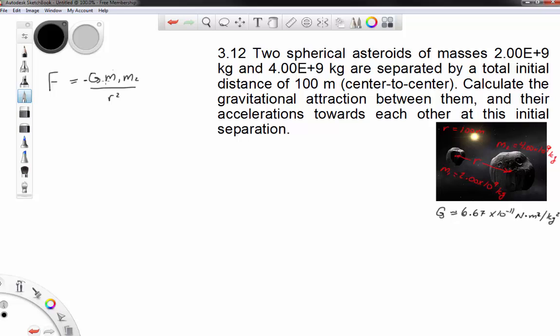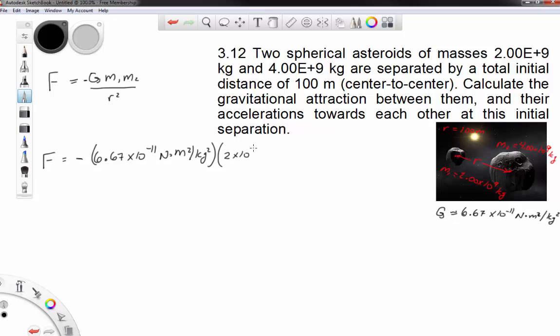Although, if you notice in this equation, choosing one or the other to be the attractor just switches which one has M1 and which one has M2. Either way, you're going to get the same number. So we write F is equal to negative 6.67 times 10 to the minus 11 newton times meters squared over kilogram squared. So that is the universal gravitational constant.